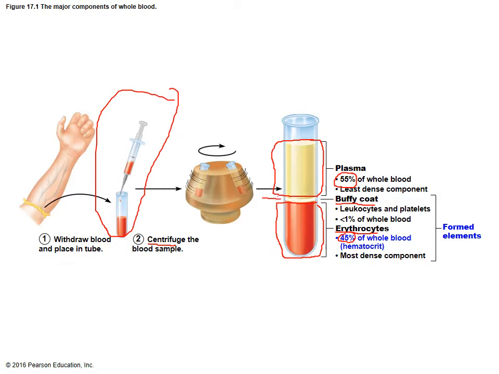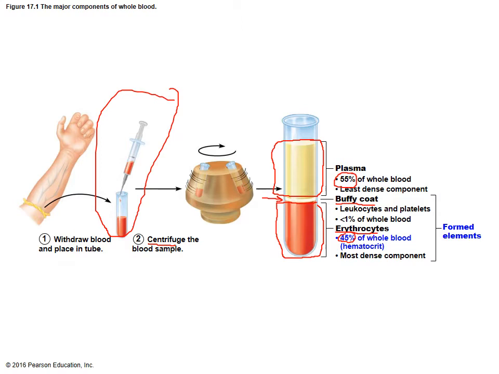And this buffy coat, you can see it right here. I'm going to try to draw an arrow to this narrow edge right here. This buffy coat is where we will find our leukocytes and our platelets, so our white blood cells and our platelets. And from our hematocrit, we can see that the white blood cells and the platelets only make up a small percentage of our circulating bloodstream. And we're going to talk about why exactly that is happening.